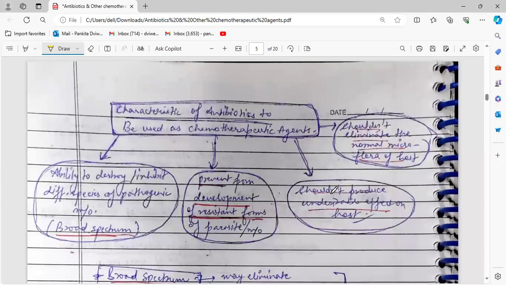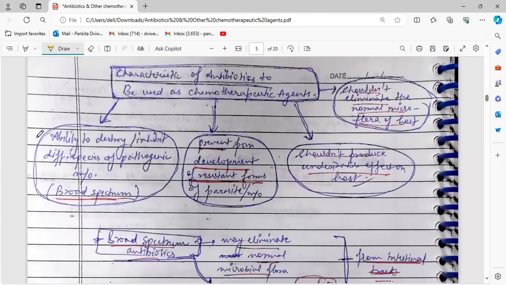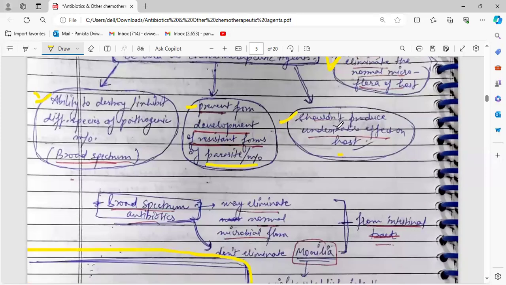What are the major characteristics of antibiotics that are to be used as chemotherapeutic agents? These are the main characteristics. First one is the ability to destroy or inhibit a broad spectrum of pathogenic microorganisms. Second one is to prevent the development of resistant forms of the microorganisms, basically to prevent any development of antibiotic resistance. Third one is that they should not produce any undesirable infection in the host while inhibiting the parasite. And the fourth one is that they should not eliminate the normal microflora of the human host, that it should not affect the human host.